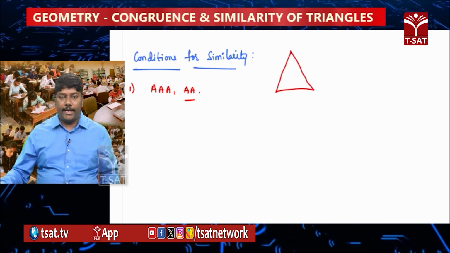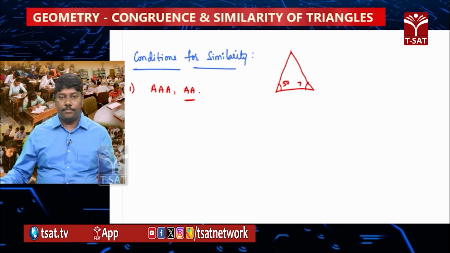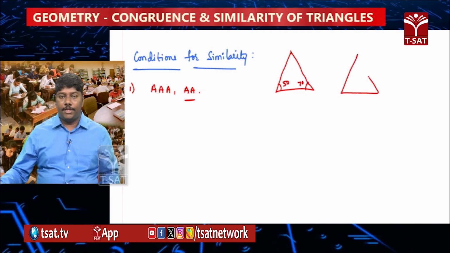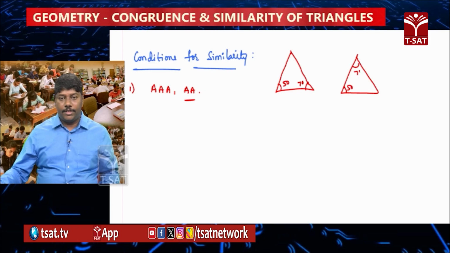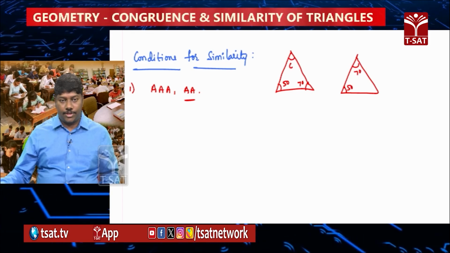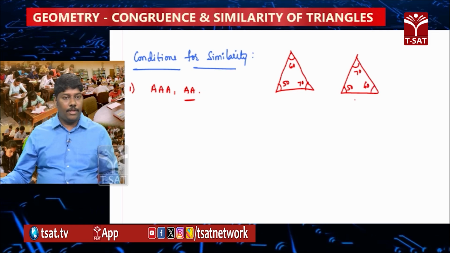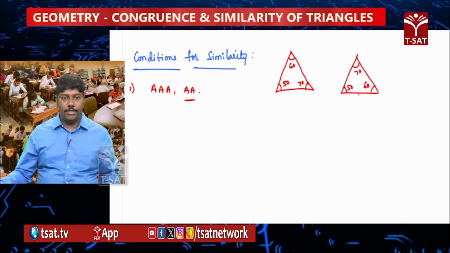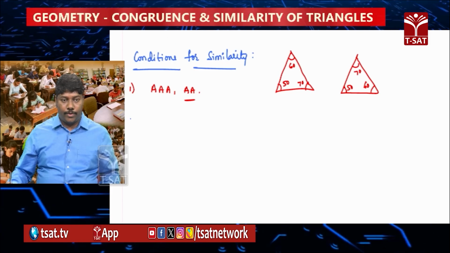If you don't know the third angle, it's not a problem, because if it is 50, this is 70. In the other triangle also you know that it is 50 and 70. Obviously what is the third angle in the first one? 60. What is the third angle in the second one? 60. So even if you know 2 angles or else 3 angles, it's okay. So the first one is angle, angle, angle, or else 2 angles.